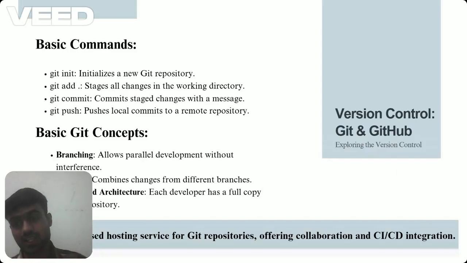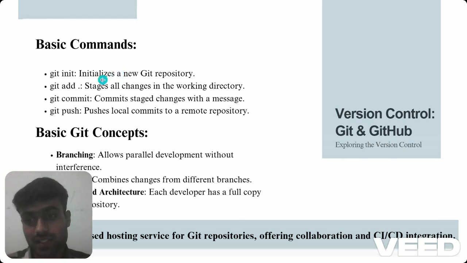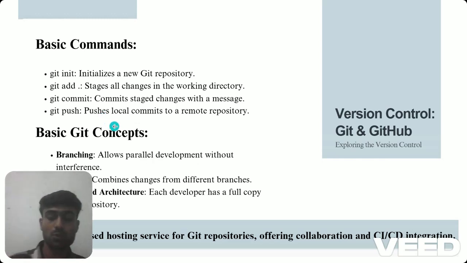So these are some basic commands in Git. The first command we can say is git init. It initializes a new Git repository. Then there is the git add command, which stages all changes in the working directory. Then there is git commit, which commits staged changes with a message. Then there is a command called git push, which pushes local commits to a remote repository.